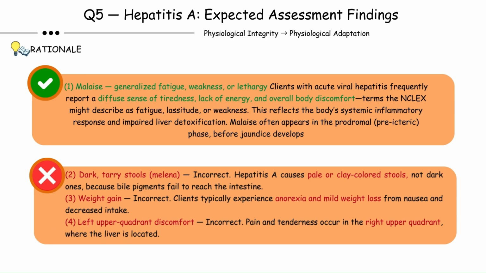Option 2, dark tarry stools indicate an upper GI bleed. Hepatitis A actually causes pale or clay-colored stools because bile doesn't reach the intestine.